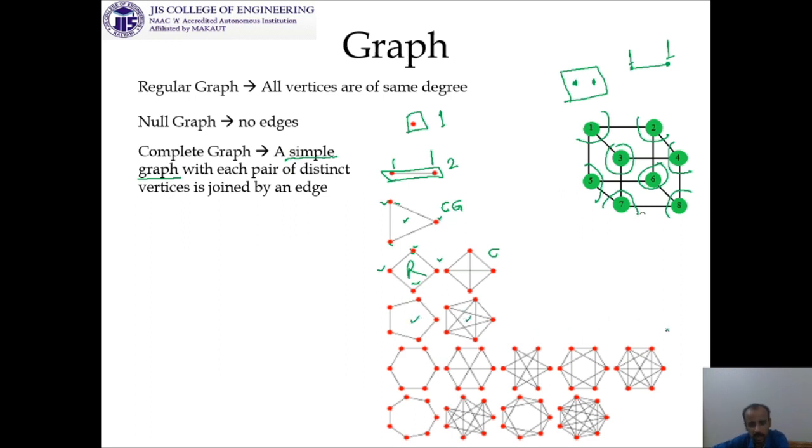And in this way, if you observe all these examples, you will see that the final ones are all complete graphs, and they are actually growing bigger and bigger from a regular graph, and they give birth to the complete graph, but keeping it simple.